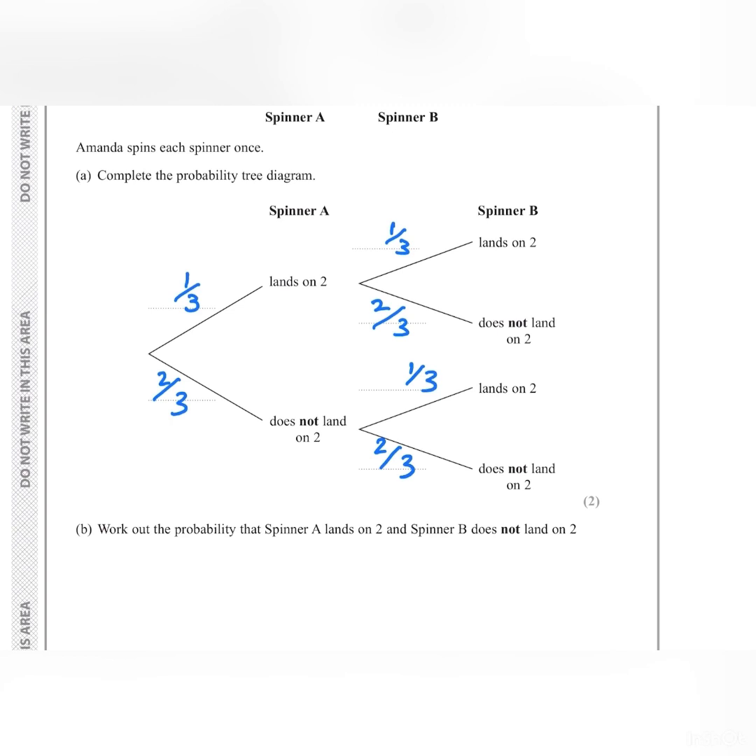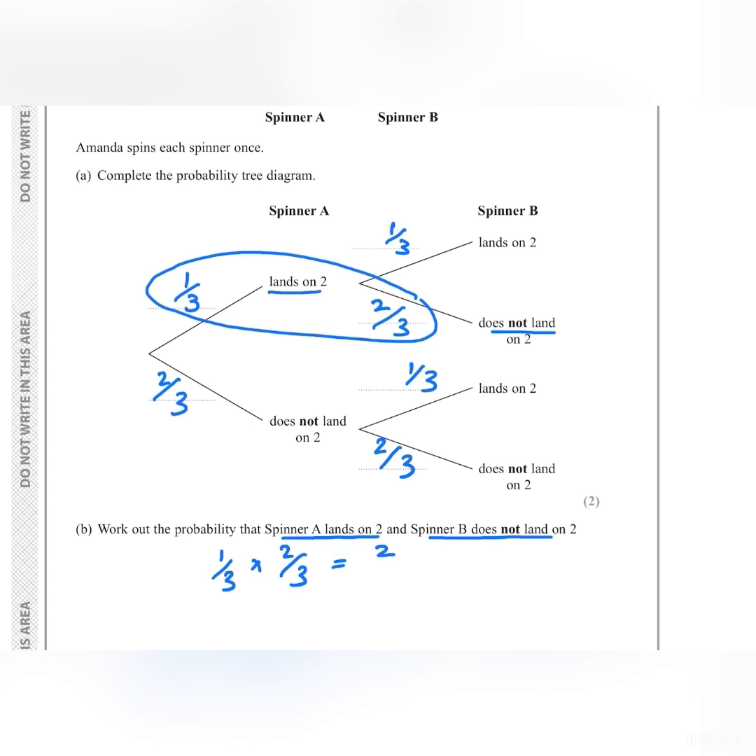Okay, part B of the question says, work out the probability that spinner A lands on 2 and spinner B does not land on 2. So spinner A lands on a 2, and spinner B does not land on a 2. So we're looking at this part of the probability tree diagram. So 1/3 times 2/3, and we have 2 over 9. So that is the probability that spinner A lands on a 2 and spinner B does not land on a 2.